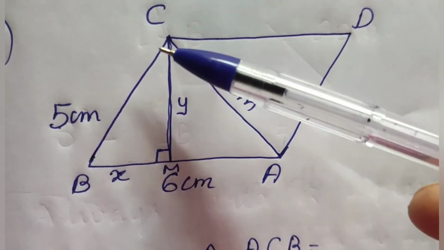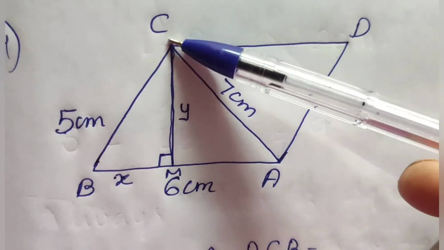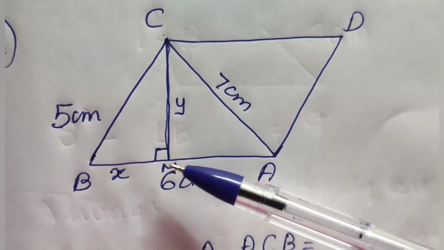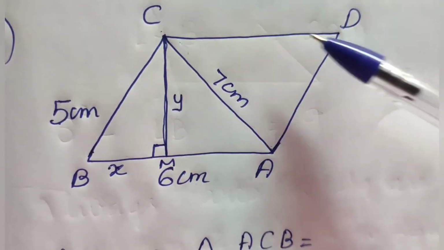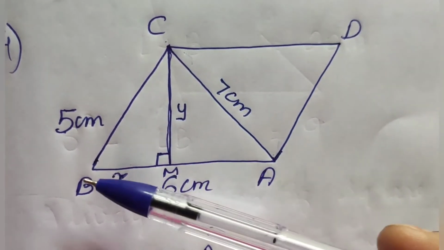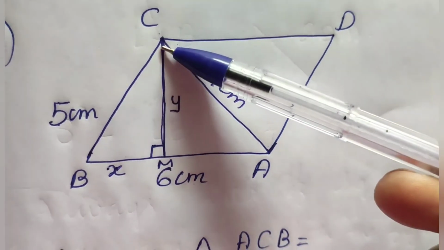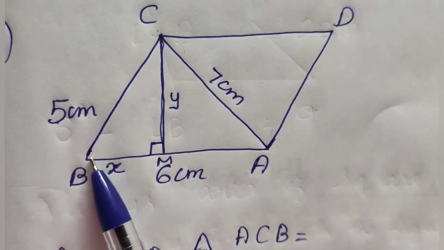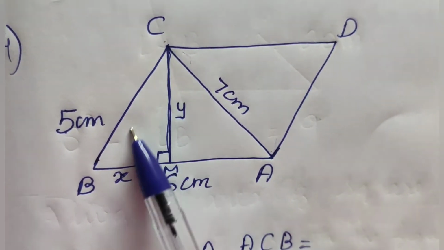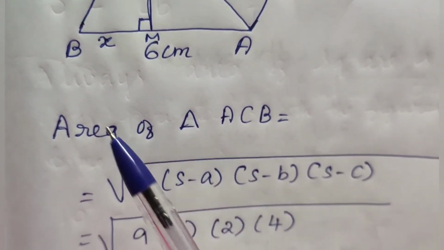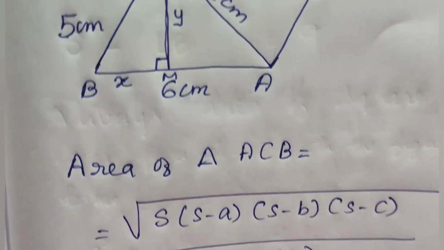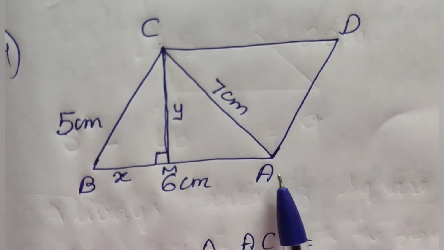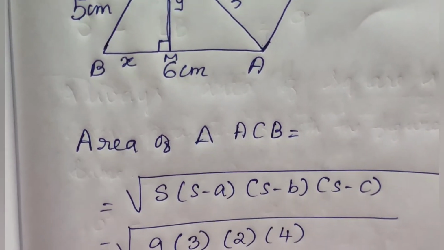They are asking the perpendicular distance between AB and the side CD. So the perpendicular distance between AB and CD, this is the perpendicular distance. Here you just see this is a triangle. Can you see a triangle here with 3 sides? What is the area of a triangle with the 3 sides? Area of triangle ACB. Can you see ACB here? So area of triangle ACB I find first.